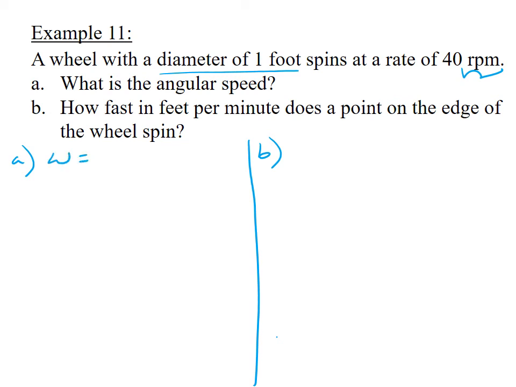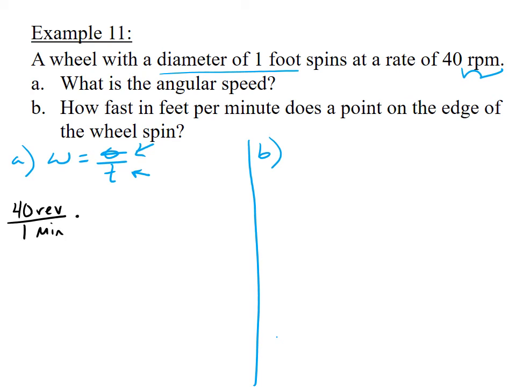And again, we know that omega is theta divided by time. And really, I'm not going to plug information into this formula, but instead, I'm just going to do some conversions like we've done previously, and it will end up being revolutions per some amount of time, or radians per some amount of time. So take a look at this. We are given that we have 40 revolutions per 1 minute.